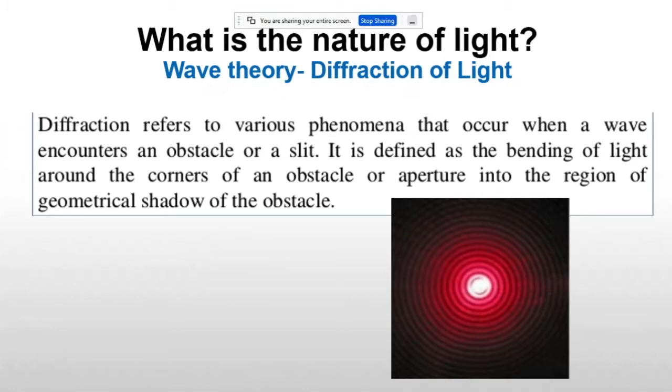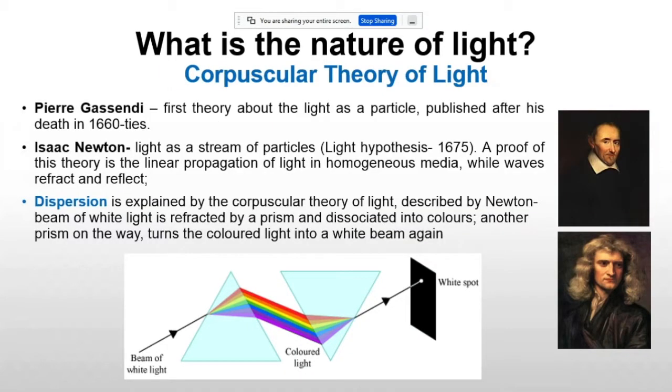Wave theory also explains diffraction of light. Diffraction refers to various phenomena that occur when a wave encounters an obstacle or a slit. It is defined as the bending of light around the corners of an obstacle or aperture into the region of geometrical shadow of the obstacle, that is the definition. What that means in our human eye, we'll see later on in the lecture.